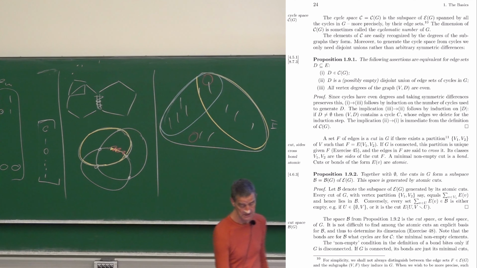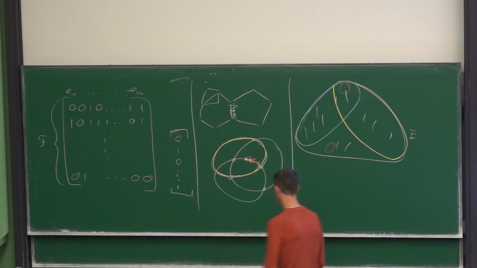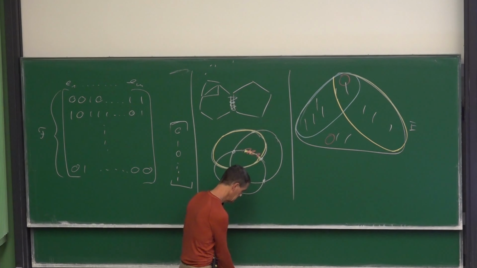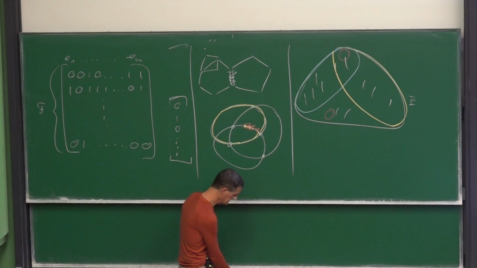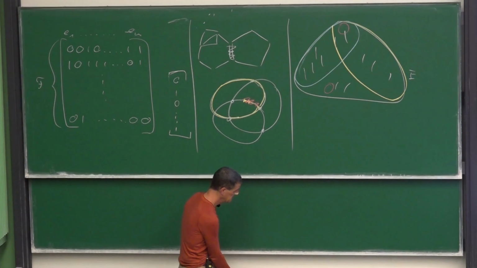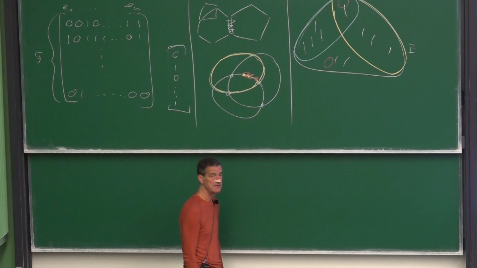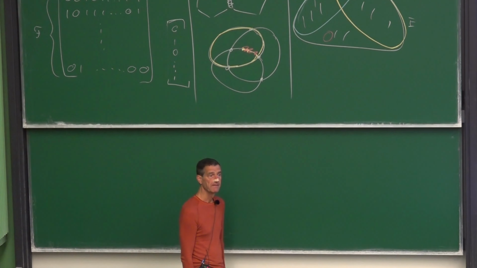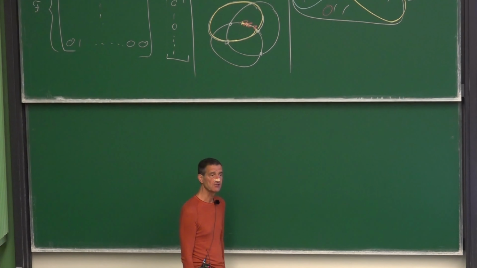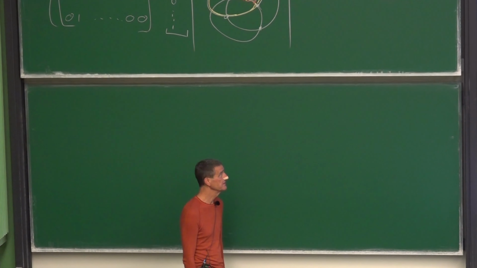And talk about the cut space. Okay. What's a cut? A cut is any set of edges that arises as the edges across a vertex partition in a given graph.